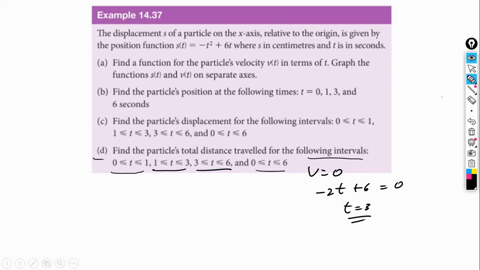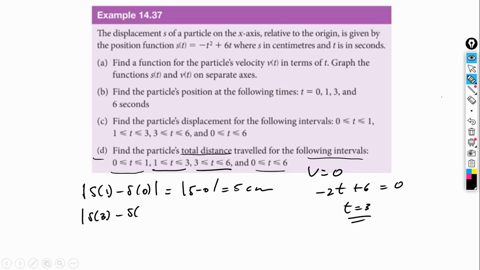Now there's no change of direction between 0 and 1. So all we have to do is the absolute value, right? Because we're not doing displacement, but distance, total distance. So for that, we use absolute value. So absolute value of s of 1 minus s of 0. And that was simply 5 minus 0, which is just 5, right? 5. And don't forget centimeters. Between 1 and 3, it's going to be absolute value of s of 3 minus s of 1. And then we got that this is 9 minus 5, which is 4 centimeters.